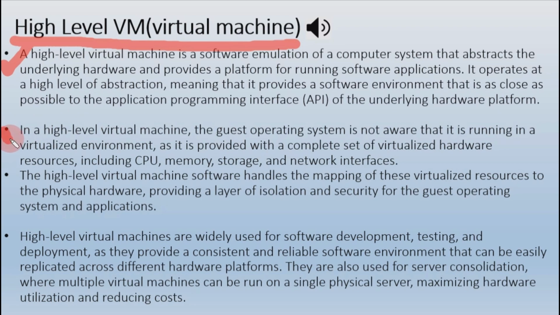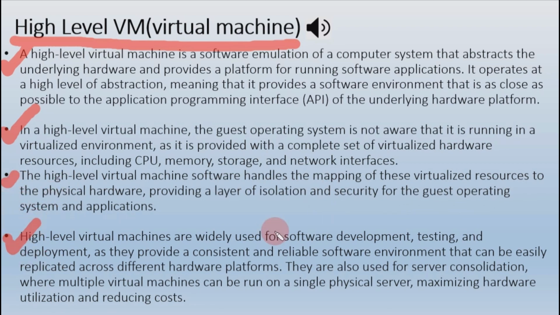In a high-level virtual machine, the guest operating system is not aware that it is running in a virtualized environment, as it is provided with a complete set of virtualized hardware resources, including CPU, memory, storage, and network interfaces. The high-level virtual machine software handles the mapping of these virtualized resources to the physical hardware, providing a layer of isolation and security for the guest operating system and applications.